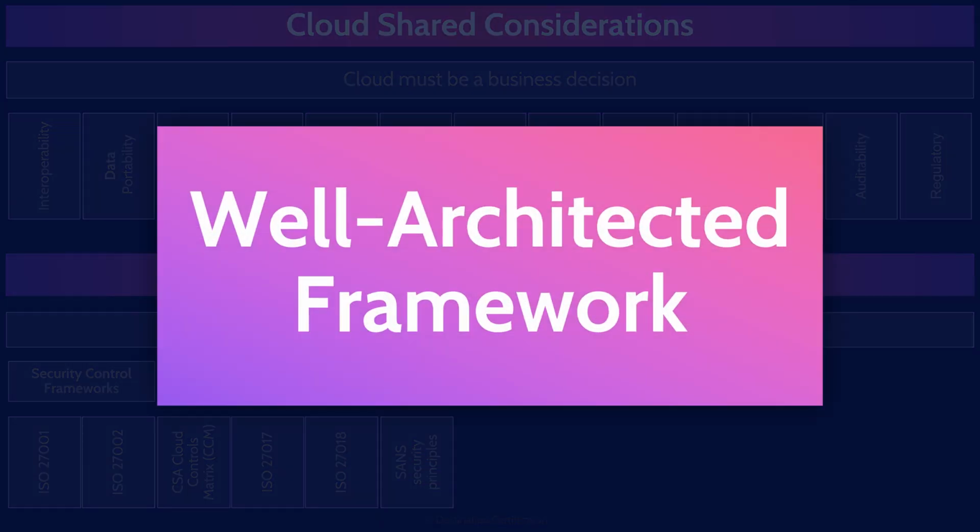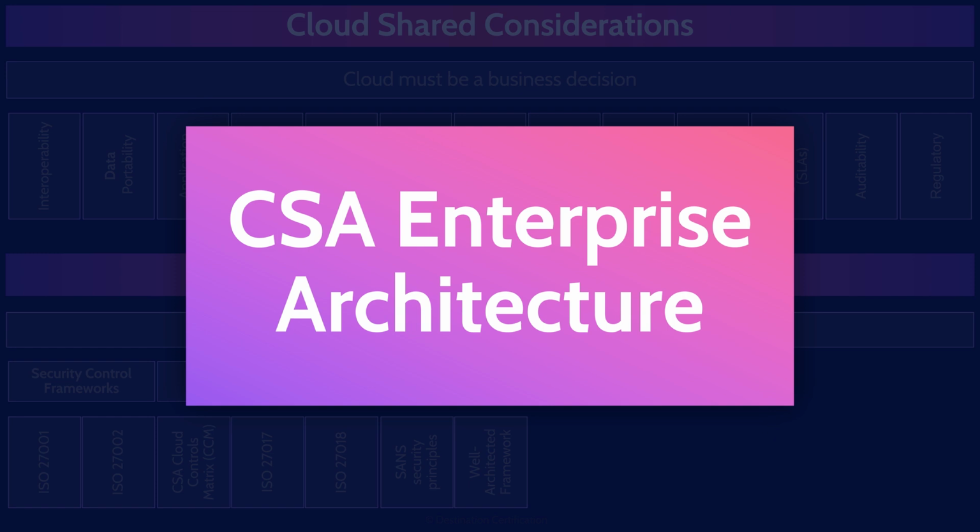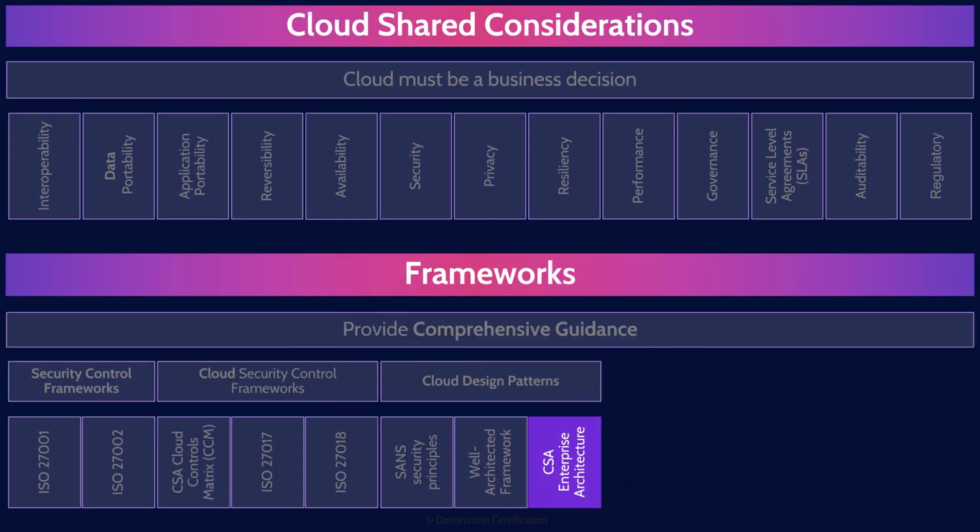The well-architected framework provides best practices for designing and running cloud workloads, focusing on five pillars: operational excellence, security, reliability, performance efficiency, and cost optimization. The Cloud Security Alliance Enterprise Architecture outlines a framework to help secure cloud services, integrating key cloud security domains such as governance, compliance, data security, and risk management for enterprise-level cloud operations. So again, you can use these design patterns to help you design and implement better cloud solutions. That's what these things are for.